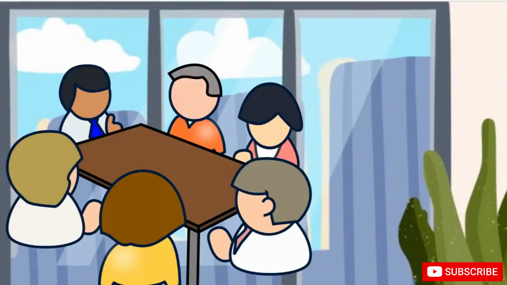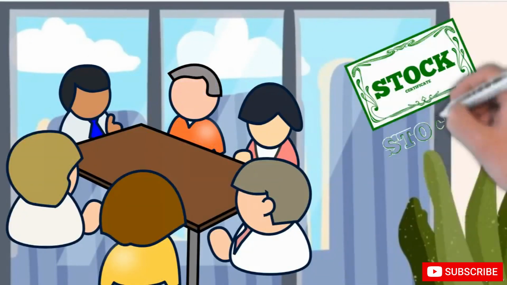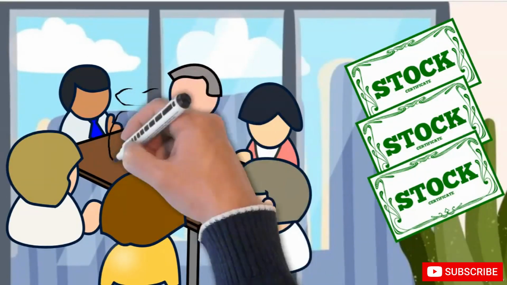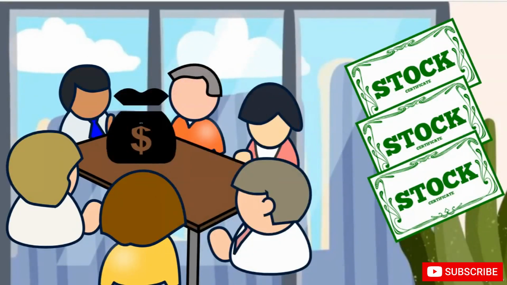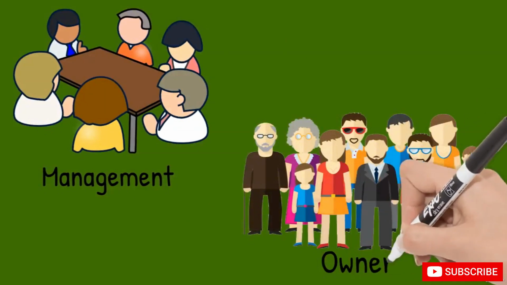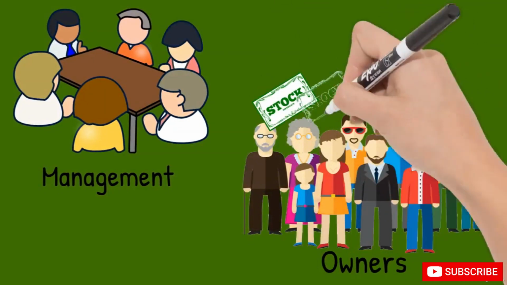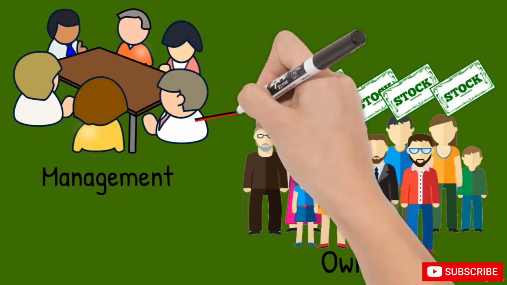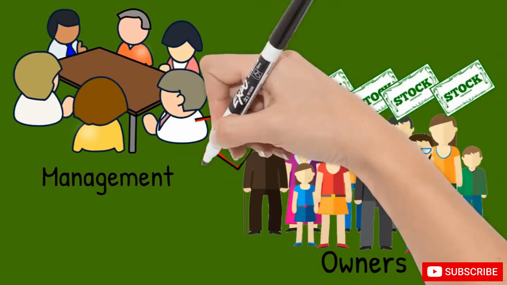The company is required to have a board of directors. They may decide to sell shares or stock in the company if they need to raise more capital. The directors are the managers of the corporation. The owners of a corporation are actually the shareholders or stockholders. The shareholders elect the directors.